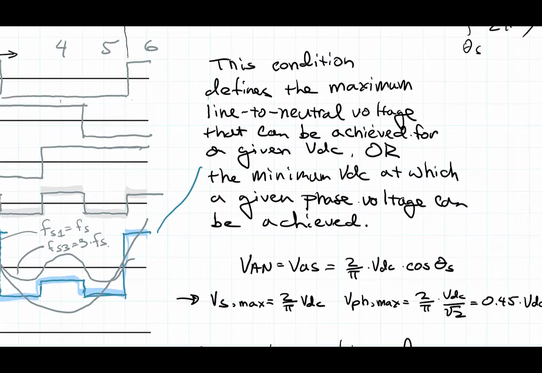The phase voltage right here defines the condition, the maximum line to neutral voltage that we can achieve for any given VDC. And it also tells us the minimum VDC at which a given phase voltage can be achieved. Let me repeat that again. It's giving you the maximum line to neutral voltage that you can synthesize given VDC, or it tells you the minimum VDC required to achieve a phase voltage.